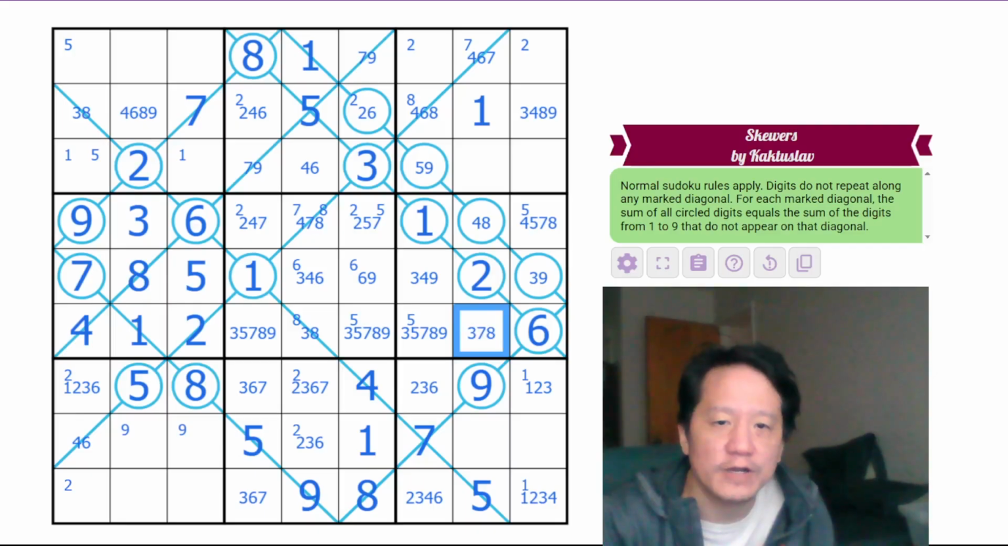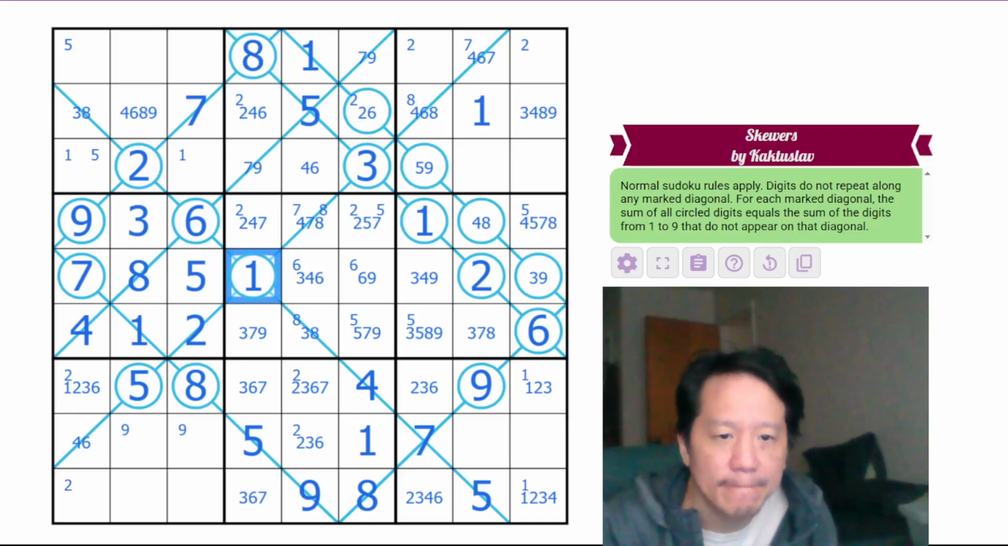No 5 or 9 here because of 5 or 9 in the column. No 7 here because of 7 in the column. No 8 here or 3 here because 3 and 8 in the column. This can't be 5 because of 5 in the column. No 8 here because of 8 in the column.